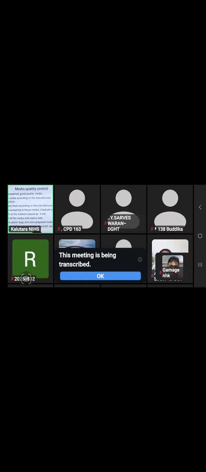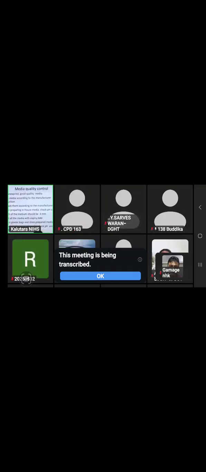So actually, these are the steps you have to follow if you prepare culture media in-house in your laboratory. These things you don't have to learn by heart because these are very simple steps. Maybe you are not working in a microbiology laboratory, but you can just think and have some idea. You don't have to learn it by heart.